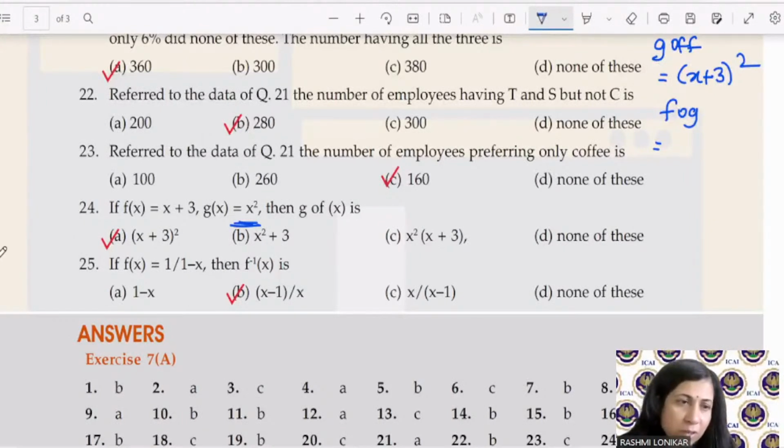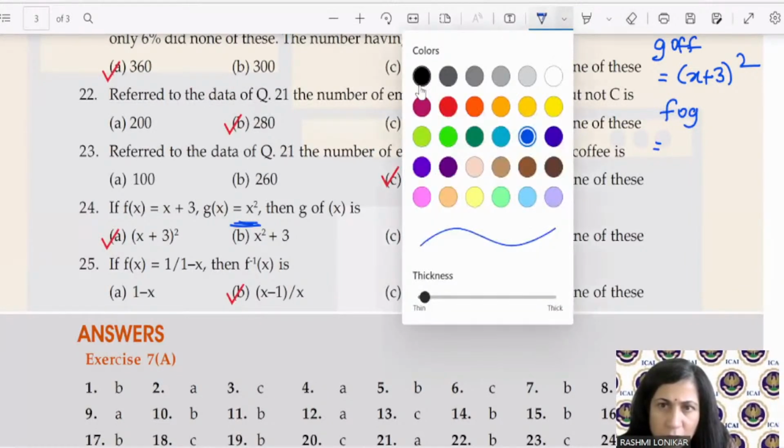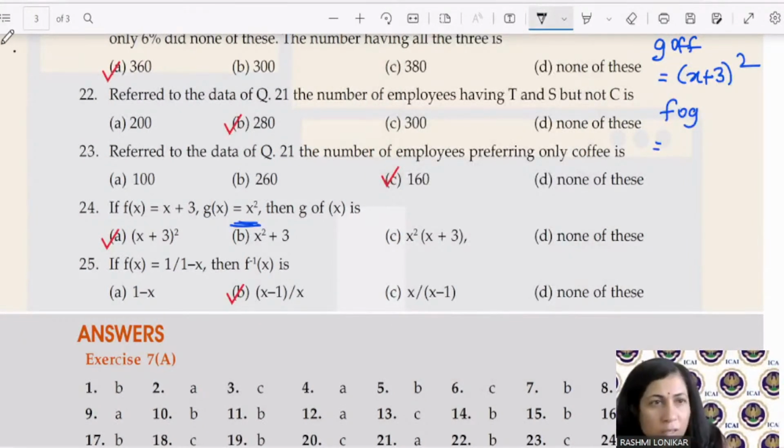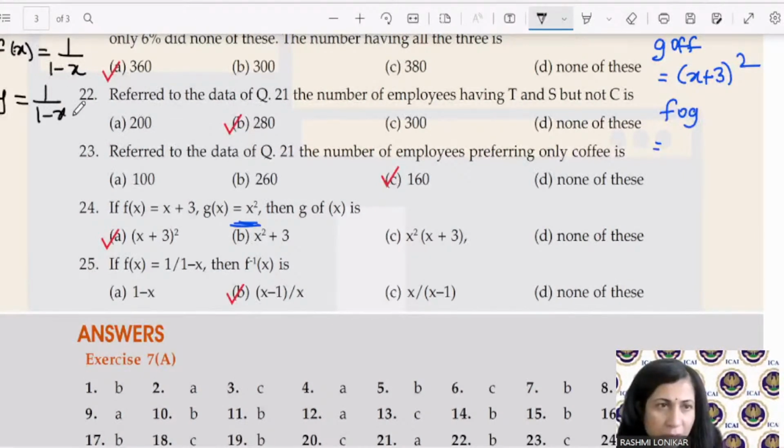Now, this is important, finding the inverse. So, here I'll show you the inverse also. What is your f of x? f of x is equal to 1 upon 1 minus x. So, what I do is, I set this equal to y. y is equal to 1 upon 1 minus x.